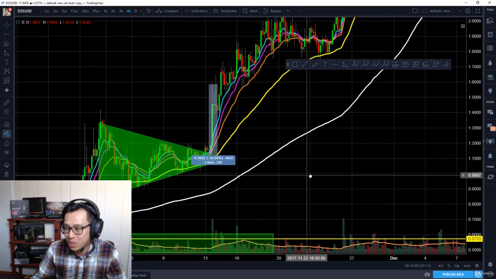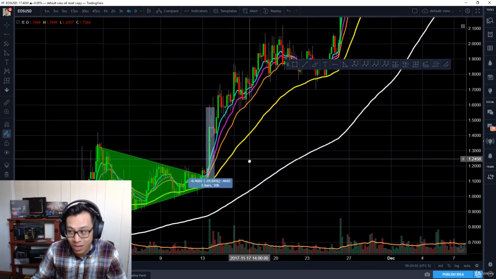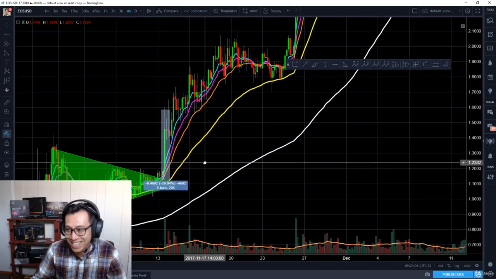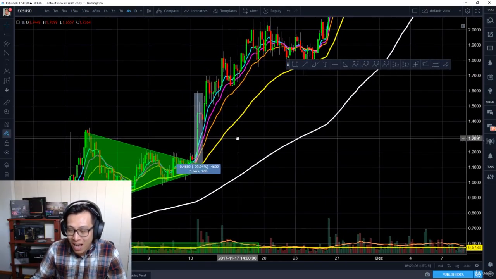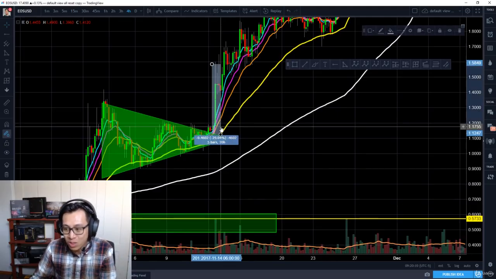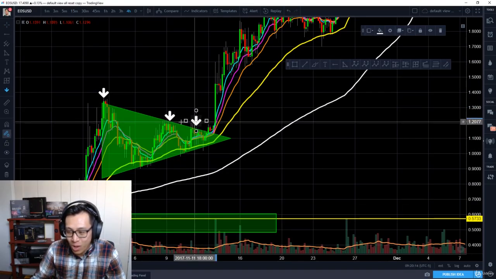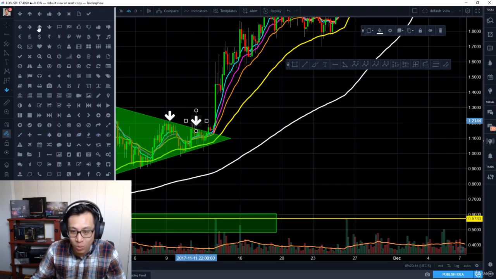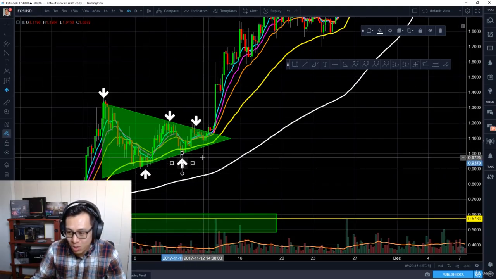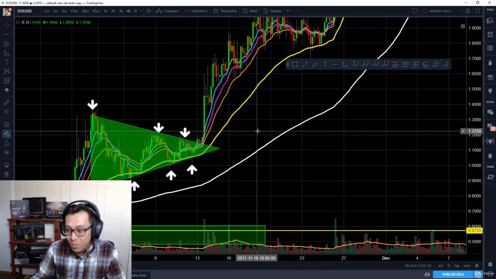And as you guys can see, it hit target very well. Not only did it hit target, but it highly exceeded the target, and that happens often. So what you want to do is be very patient and just wait, okay? You want to make sure that you're waiting for these symmetric triangles, and then if it breaks upwards, that's where you buy it.